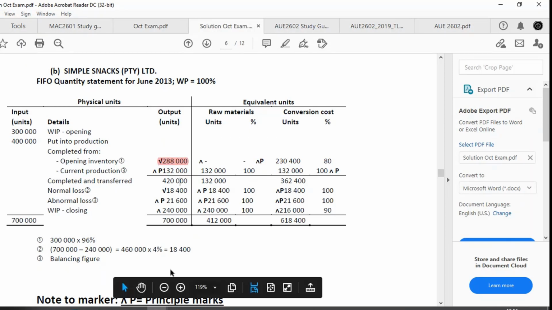And we'll also look at this question in detail, but just for the sake of looking at the solution, this 96 is because of that 4% of the normal loss.